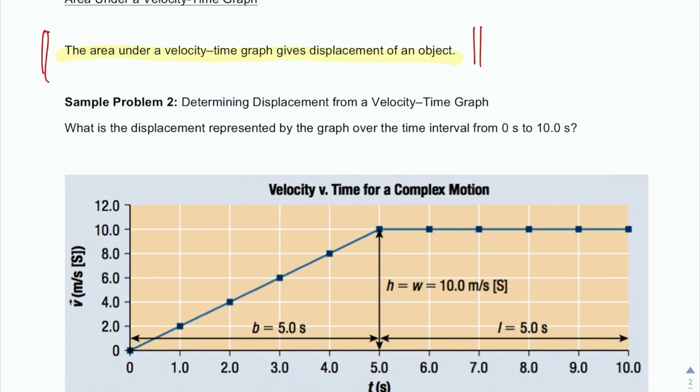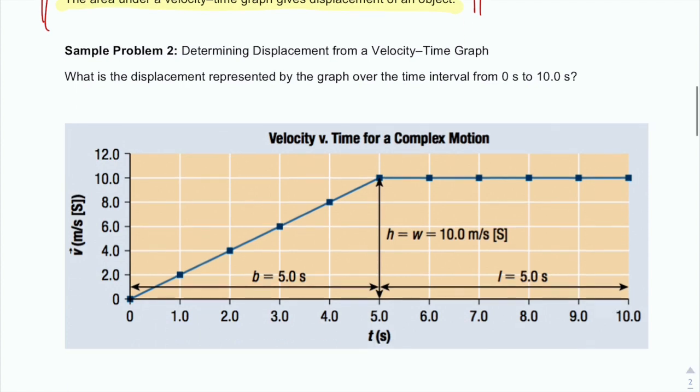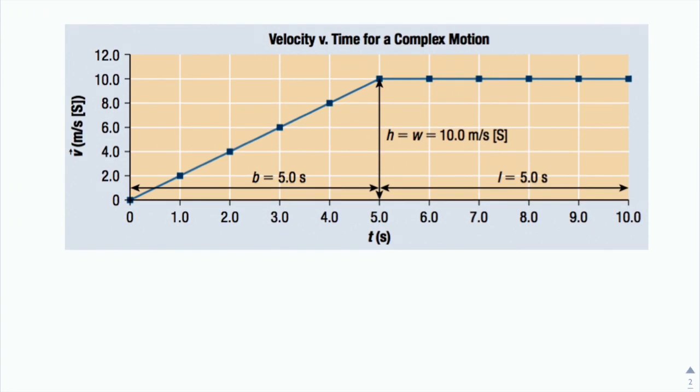Here we see that the motion of the object has an increasing velocity from 0 to 5 seconds. And then the velocity remains constant at 10 meters per second south for the remaining 5 seconds. What we want to do is determine the displacement of the velocity time graph by finding the area under the curve from 0 to 10 seconds. So what we're going to do is find the area of the shapes represented underneath the graph. And I'm going to break it up into simpler, more identifiable shapes.